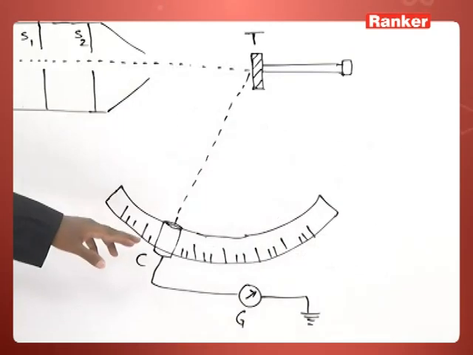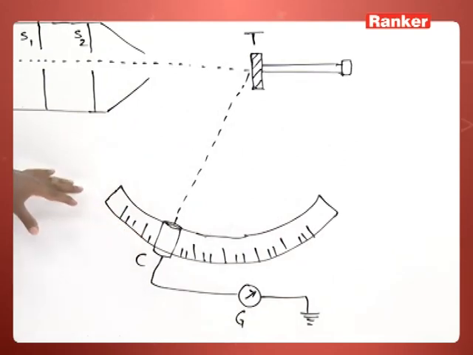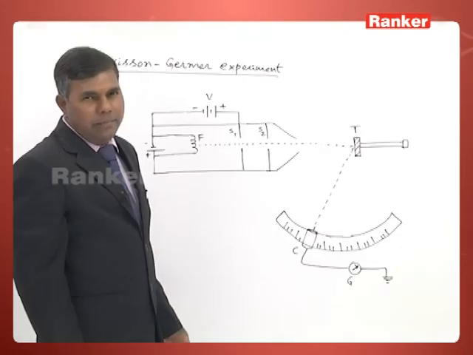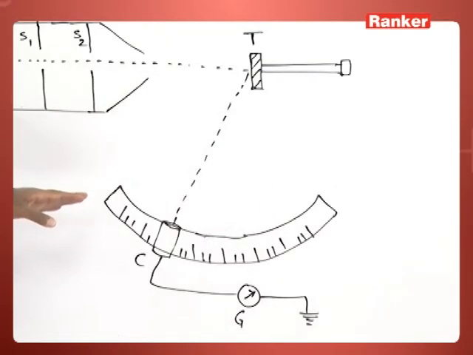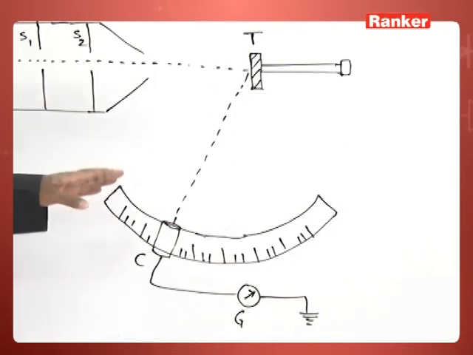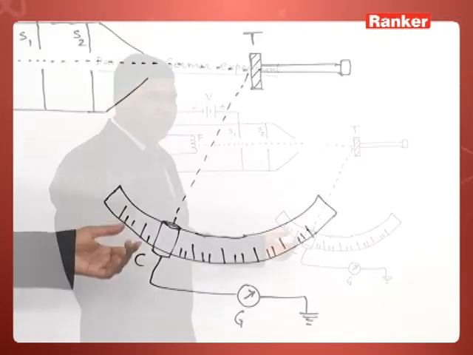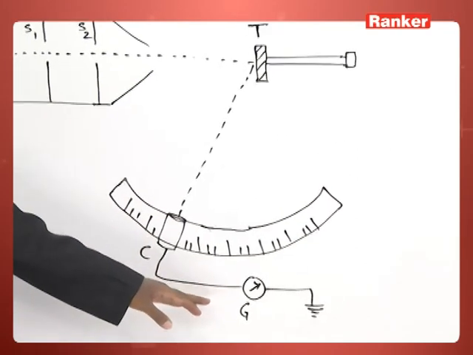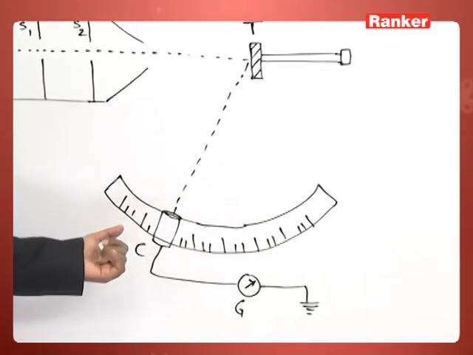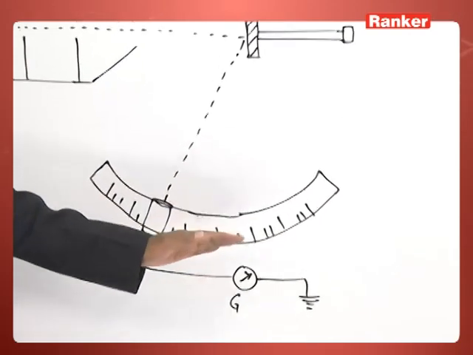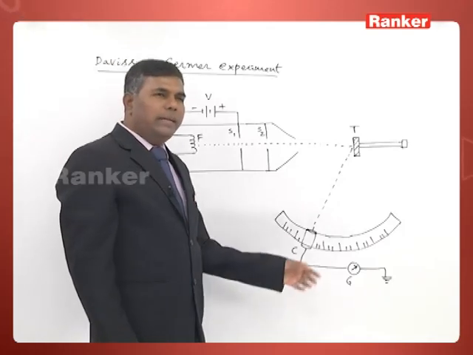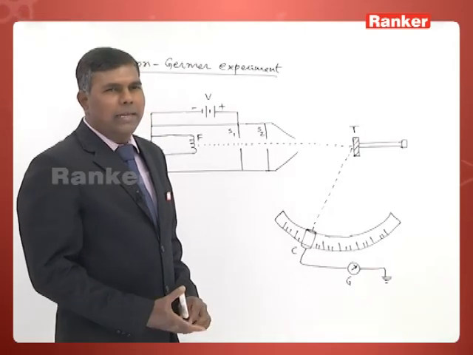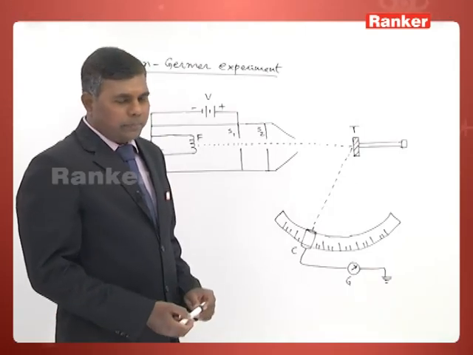Now this cylinder is provided with an arrangement wherein it can move on a circular scale. The circular scale is divided into degrees and minutes, so that you can place it at any particular angle. This cylinder is connected to a galvanometer. As soon as it receives an electron beam, the galvanometer shows a deflection. The intensity of the electron beam can also be detected from the galvanometer reading. That is the experimental arrangement.